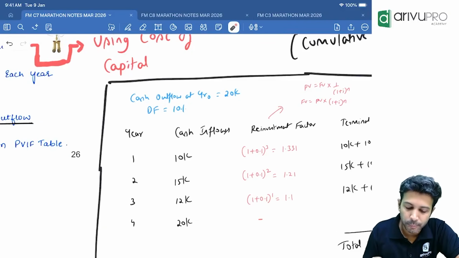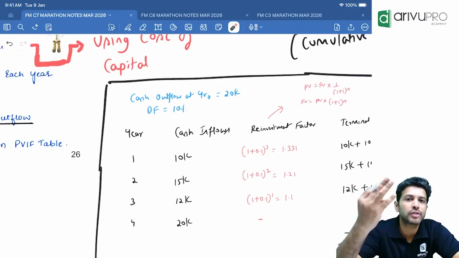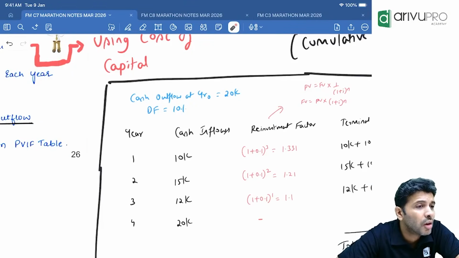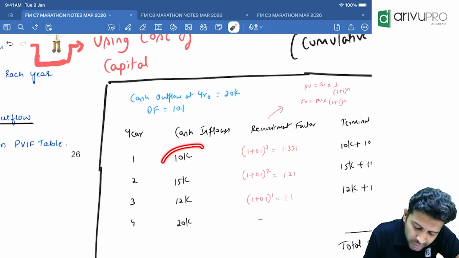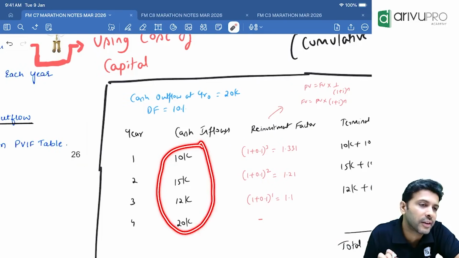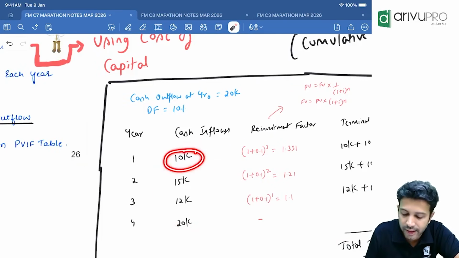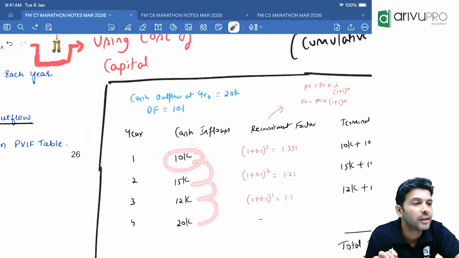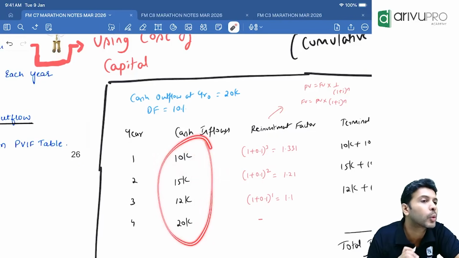Discount factor is how much? 10%. Now people, let's say the project's life is 4 years. In 4 years you get this much cash inflows every year. First year how much? 10, then 15, 12 and 20. This is given to you in the question.